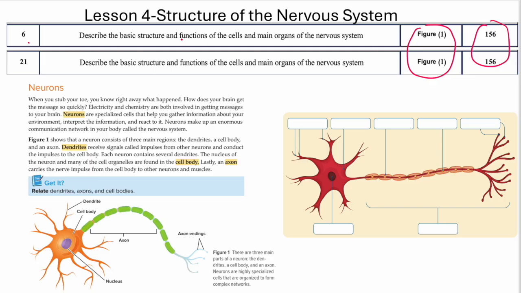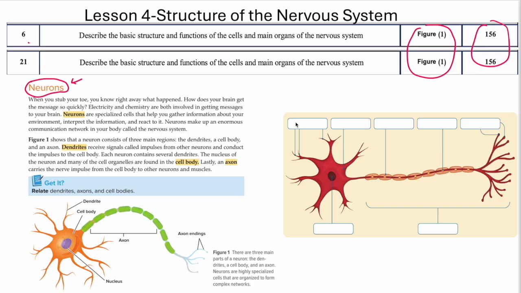Describe the basic structure and function of the cells and main organs of the nervous system. Here you will get 2 questions from this portion. You know that neurons are the functional unit of the nerves. Neuron is a cell that is the functional unit of the nervous system.